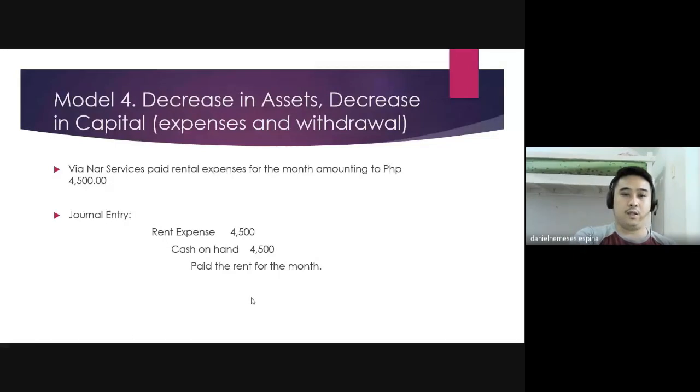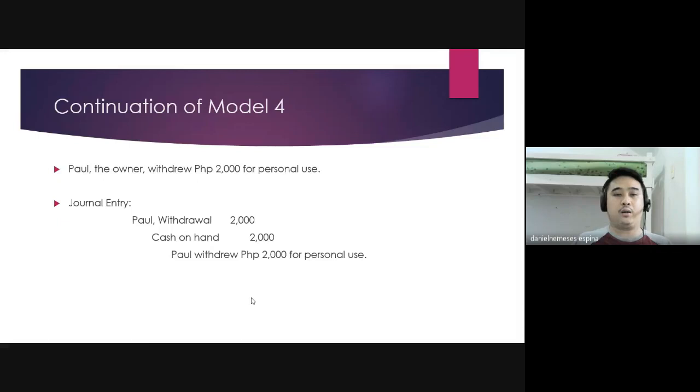So those are for expenses. How about if it is a personal withdrawal by the owner? For example, Paul the owner withdraws 2,000 pesos for personal use. Okay, so we follow the separate entity concept. So the business is not the same as the owner. So ang mga personal transaction ni Paul, dili nimo i-apil sa transaction sa business.